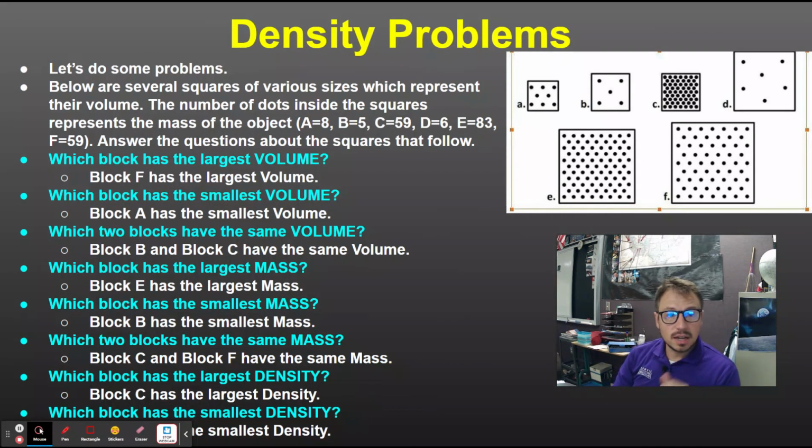Now, another question that's not on here but can be kind of tricky: which two blocks have the same density? If I'm looking at this, it's not the number and it's not the size of them, it's the spacing between those dots. Block A and block F, even though block A is smaller and has fewer dots, are going to have the same densities because those dots are the same spacing apart.